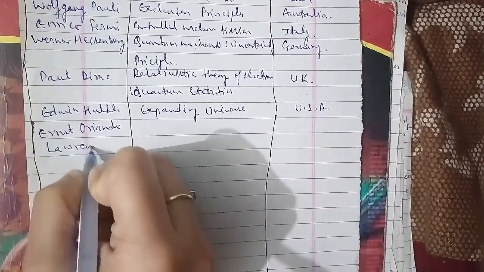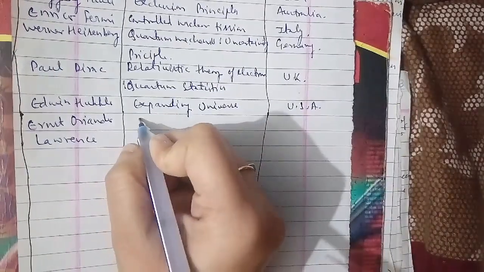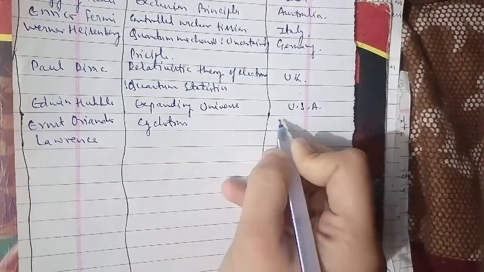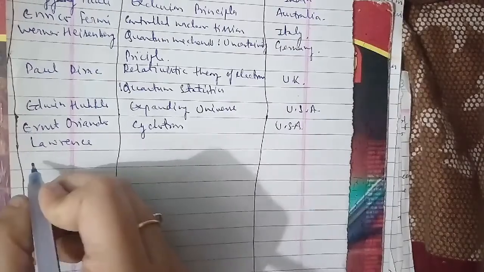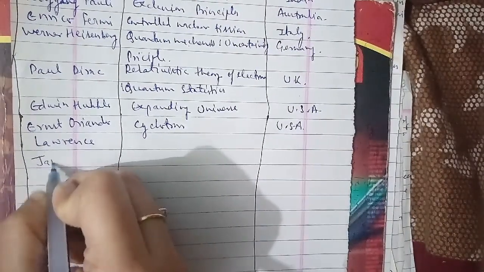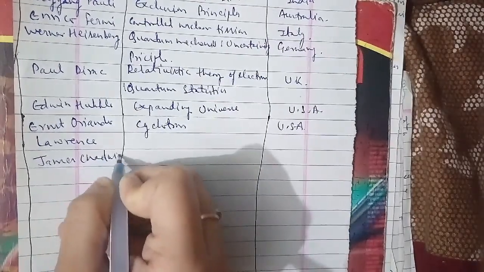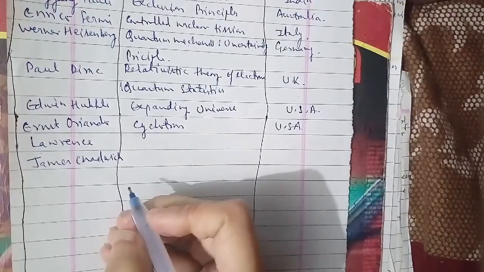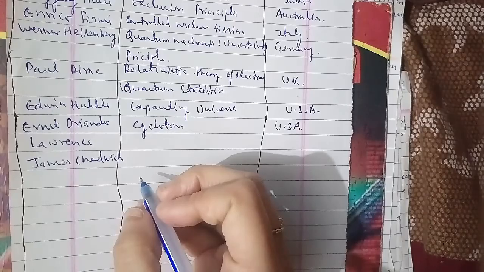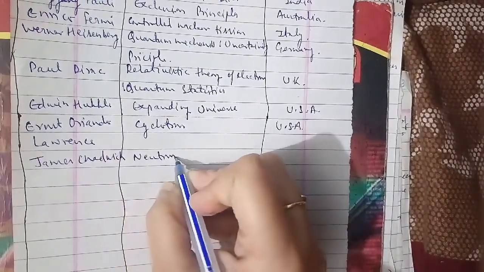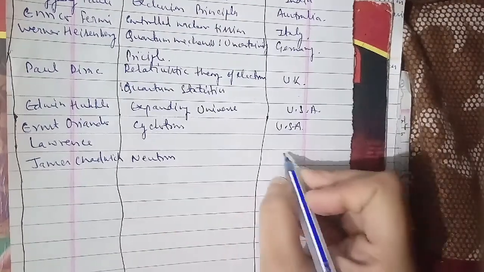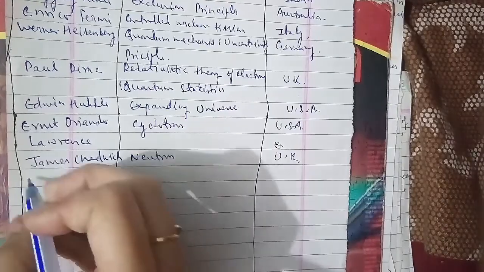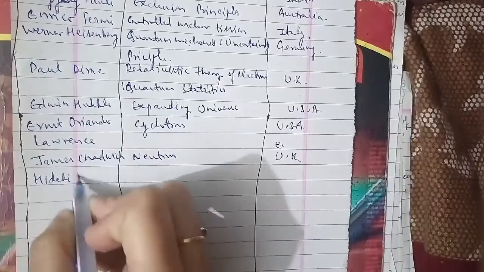Now we talk about another one, James Chadwick. His contribution and discovery is the neutron, and the country of origin is the UK. Now another one we have is Hideki Yukawa. His contribution and discovery is the theory of nuclear forces, and the country of origin is Japan.